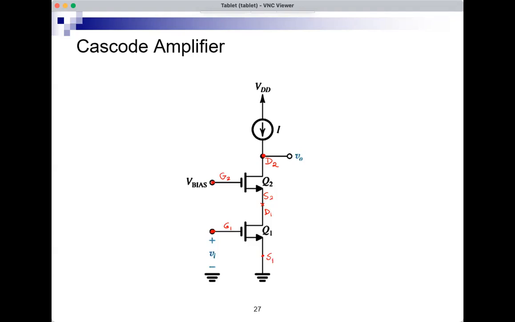One way to analyze this is to consider it a combination of common source followed by common gate. So I'll take Q1: the input is at the gate, the source is grounded, and there's an intermediate node here, which is the drain. I can consider this intermediate output to be taken from the drain of Q1, so the input is at the gate, the intermediate output is at the drain, and the source is grounded. So this is a common source.